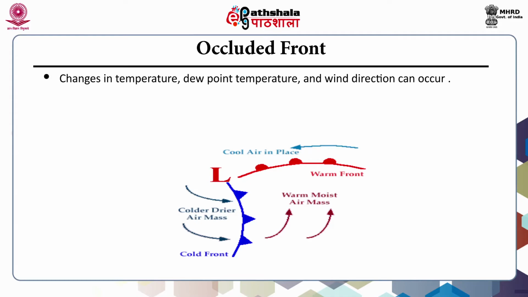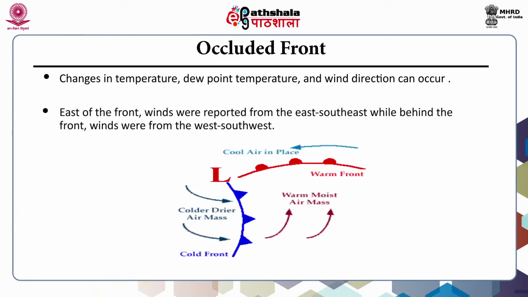In this map, the temperatures ahead, that is east of the front, were reported in the low 40s, while temperatures behind, that is west of the front, were in the 20s and 30s. The lower dew point temperature behind the front indicates the presence of drier air. A noticeable wind shift also occurs across the occluded front. East of the front, winds were reported from the east-southeast, while behind the front, winds were from the west-southwest.